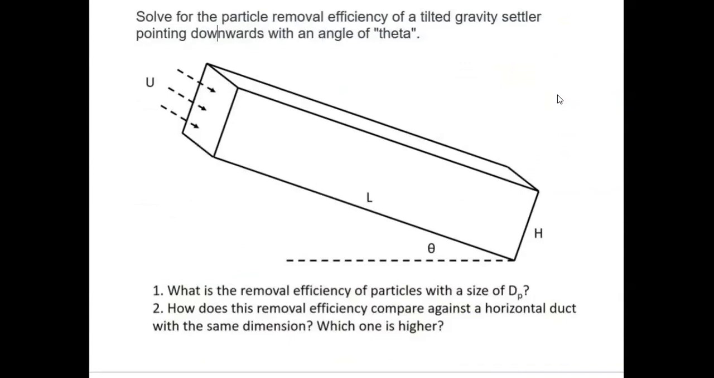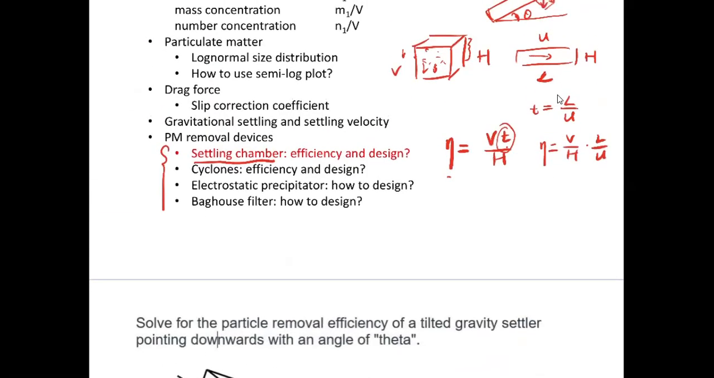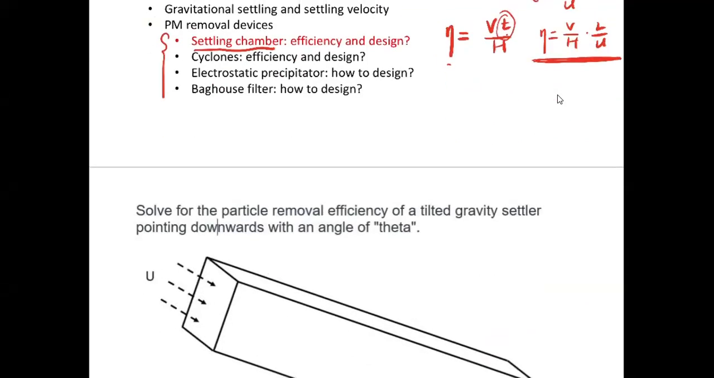But if it's a duct that's facing downwards, there is one certain answer. The efficiency will be lower compared to the horizontal duct. The major reason is this, and we can do a very simple derivation here. If you recall, this is our efficiency for a horizontal duct, so I'll just copy it here.